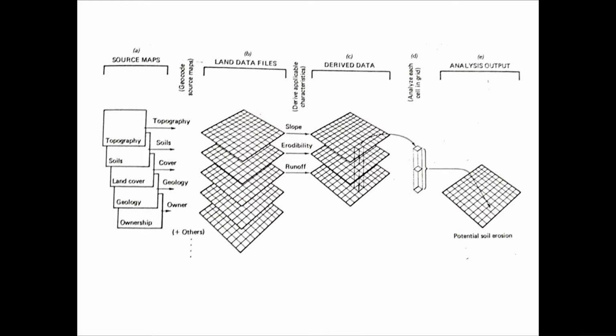All these layers should be matching geographically. Then only can you merge this data and obtain the potential soil erosion map. Yes or no? Is that clear?